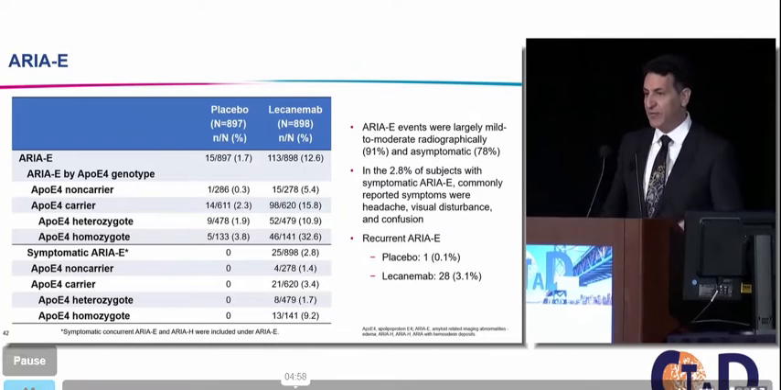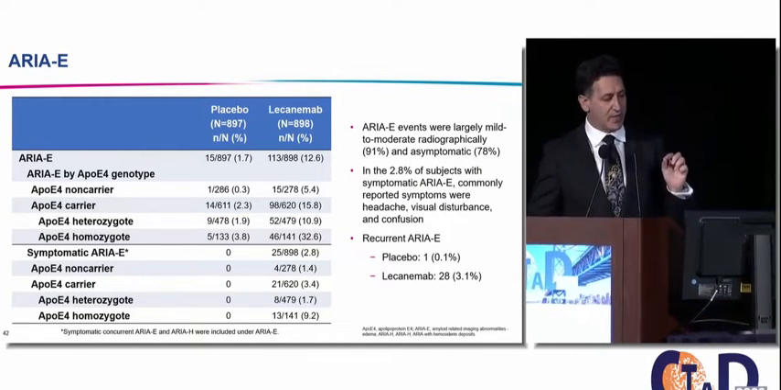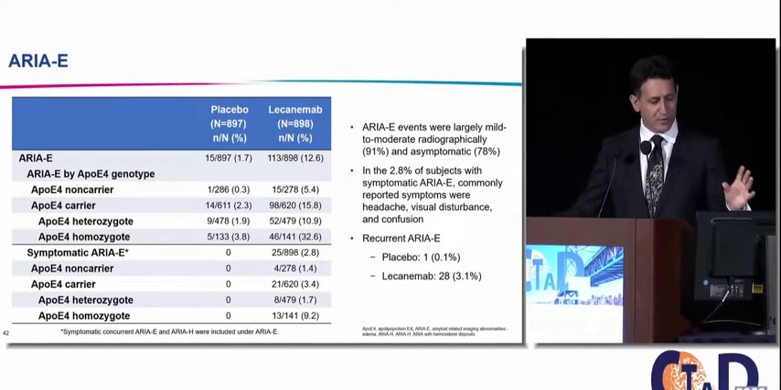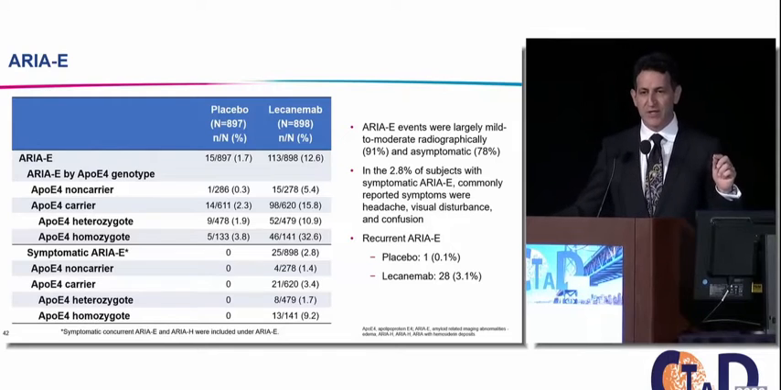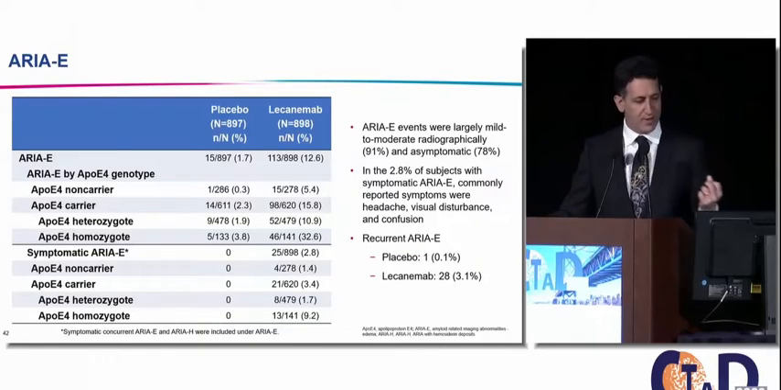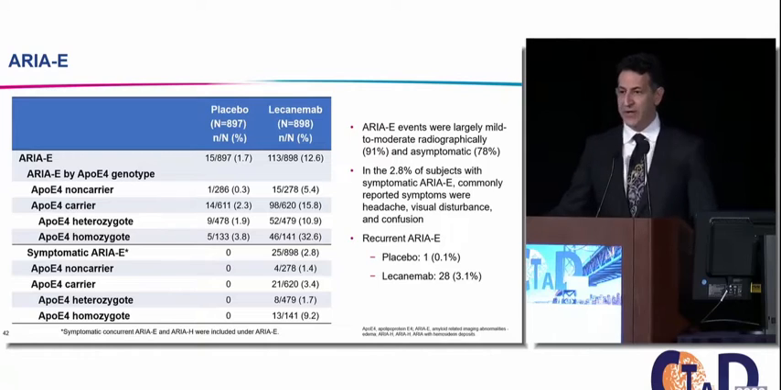This is the slide that everybody wants to talk about, which is the ARIA-E incidence rate. So I'm going to walk you through this because I like numbers. The first thing I'm going to show you is that the denominator for APOE4 carriers is 620 out of 898. That means that the overwhelming majority of the sample were APOE4 carriers.